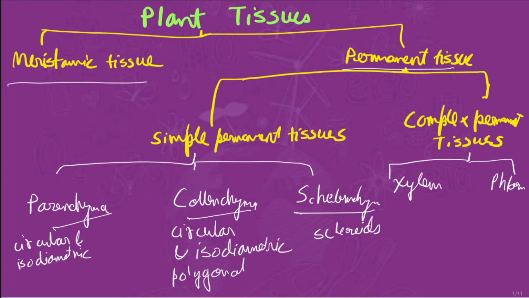Sclereids, fibers. Sclerenchyma fibers are dead cells with no protoplast in them and are highly thick walled. The thickening is due to a substance called lignin.